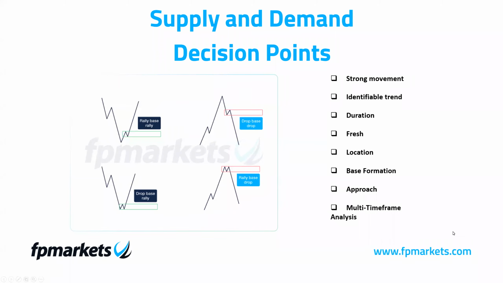So those who did attend parts 1 and 2 will be familiar with the current slide. As I said, this is only a recap, but I will go into quite a bit of detail here. The first point on the presentation is strong movement. Let me just quickly go over these four structures here. We have the rally base rally, we have the drop base rally, two demand zones here, and we also have the drop base drop and the rally base drop.